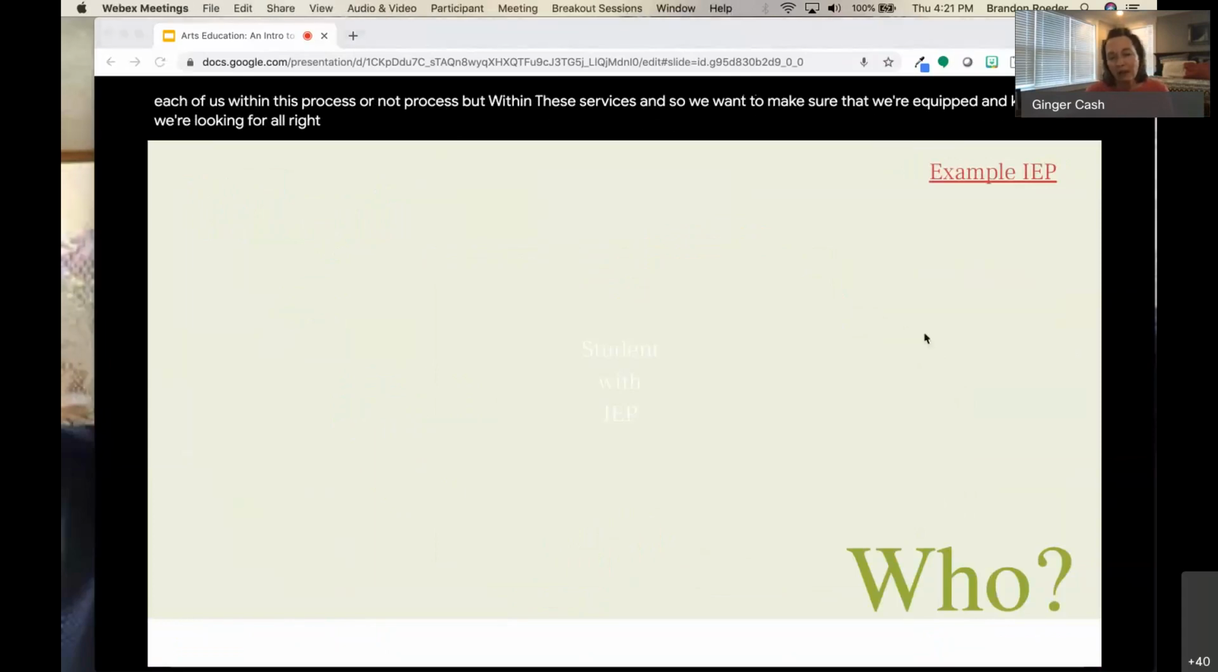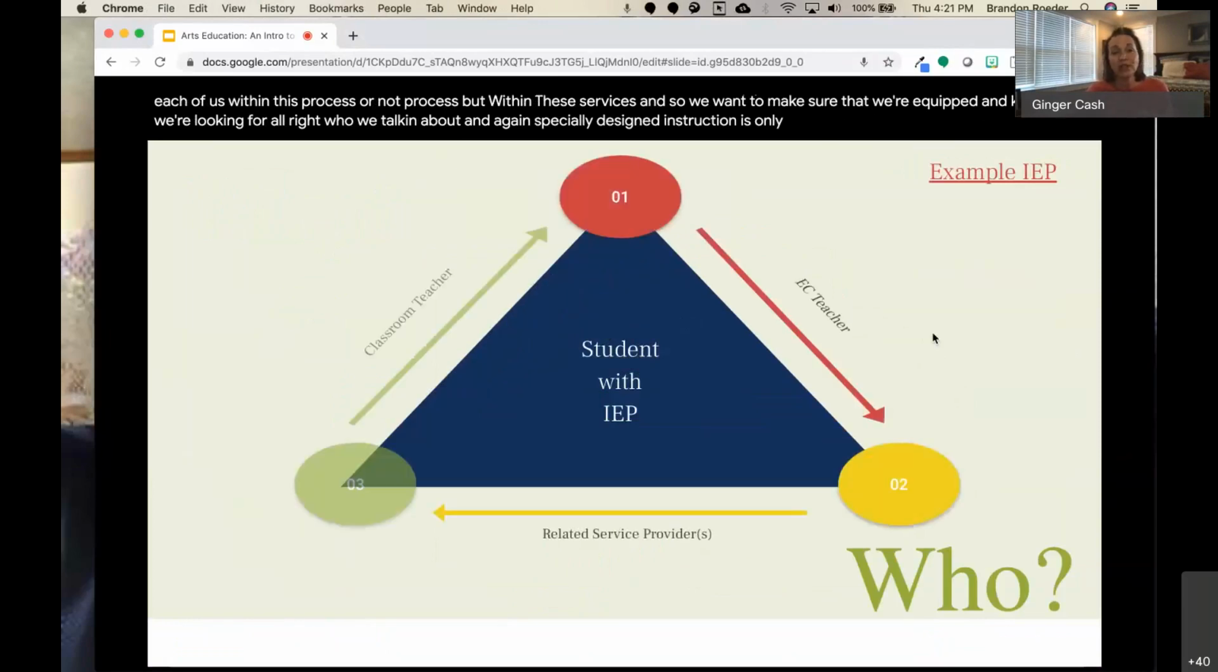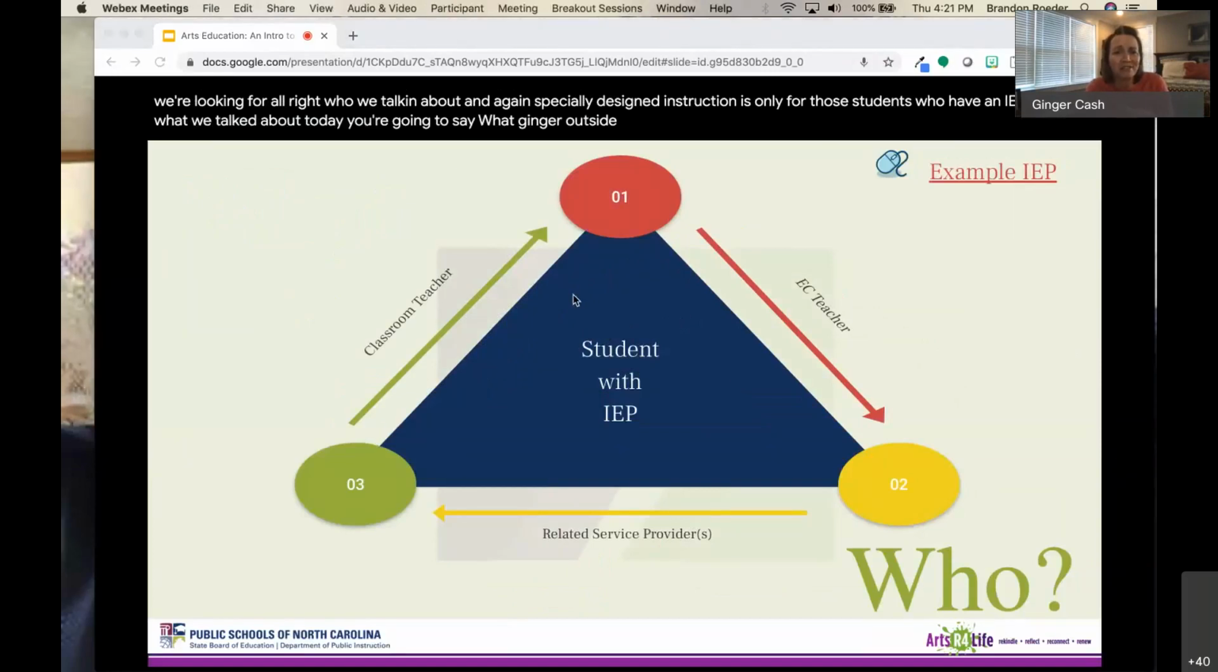So who are we talking about? And again, specially designed instruction is only for those students who have an IEP. Now, what we talk about today, you're going to say, well, Ginger, that sounds a lot like personalized education. And it is. That's afforded to all students in particular, but we hold that term, specially designed instruction, for only those students who have an IEP, and it has to be individualized.